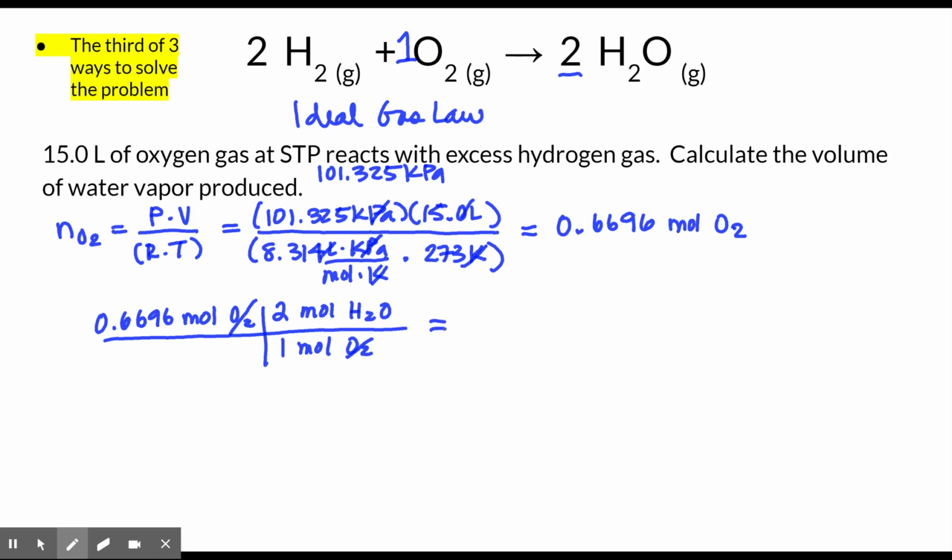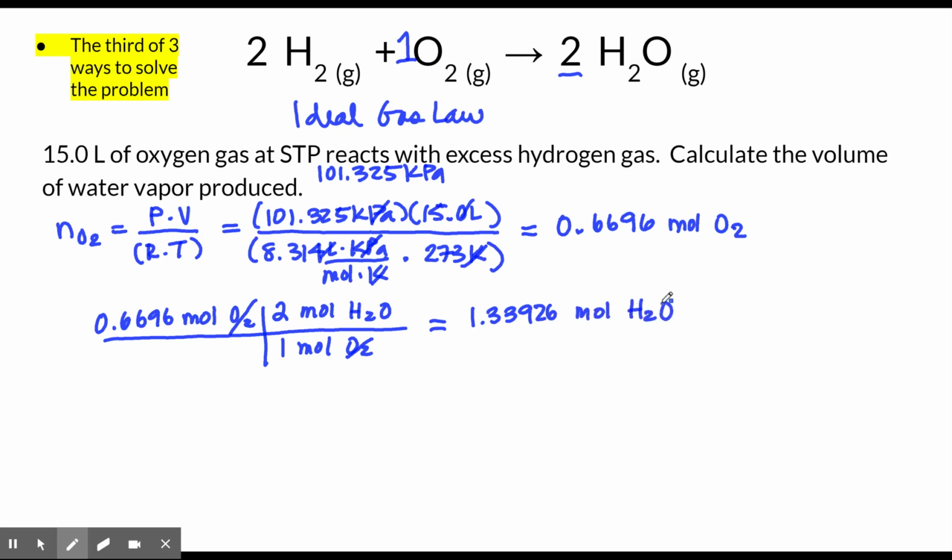So we're going to multiply 0.6696 times 2, and we get 1.339. You'll notice I'm being super lax with sig figs right now, but that's because we are not near an answer. 1.33926 moles of water.